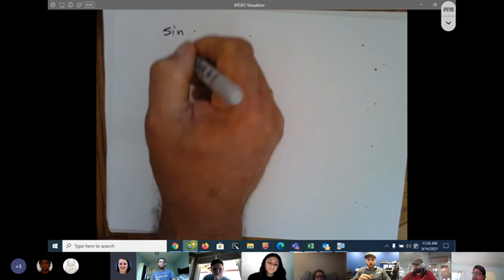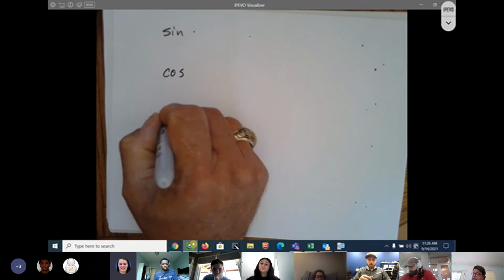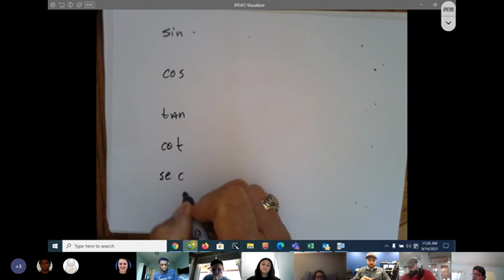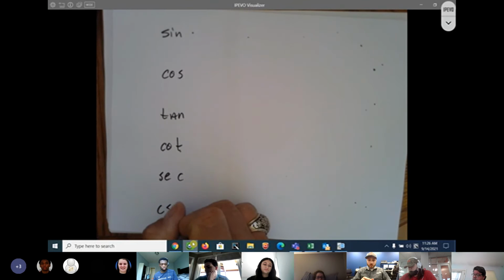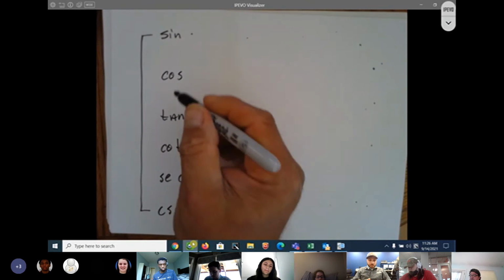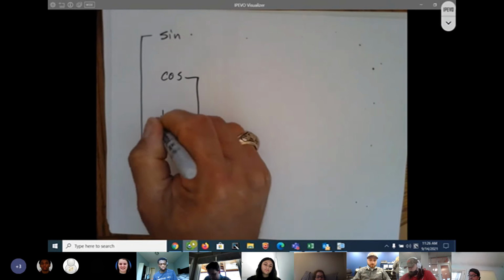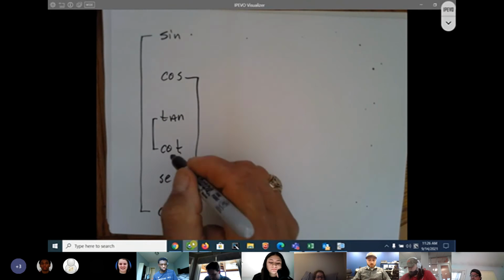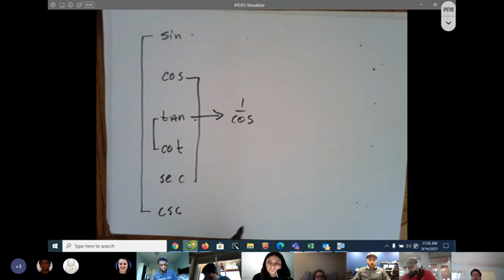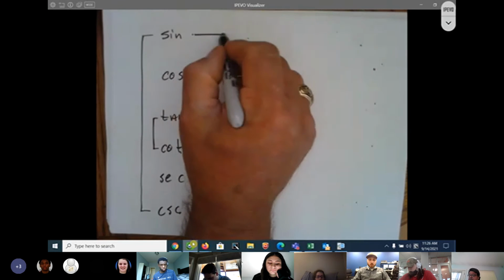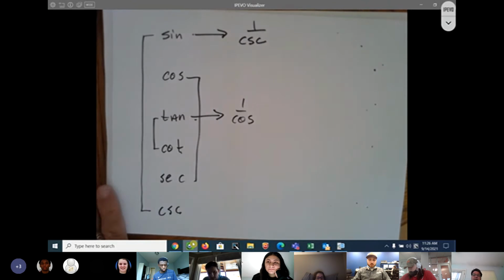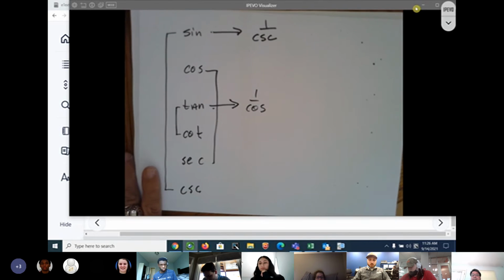Sine, cosine, tangent, cotangent, secant, and cosecant. And you know that the sine and the cosecant are reciprocals of each other, and these are reciprocals of each other. So you know that the tangent is equal to 1 over the cotangent. And you know the sine is equal to 1 over the cosecant. And if you do it that way, you don't have to memorize it.